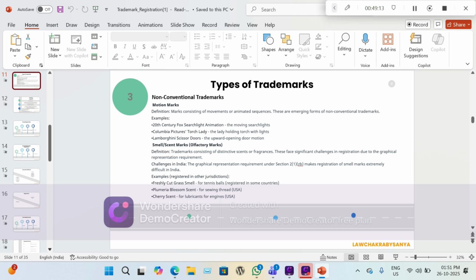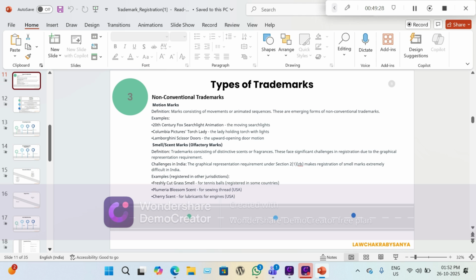Now Dr. Ashwini is saying that slides are not changed. If you see, I can see the change in the slide. You can see right below motion marks on the slide that is in front of you, there is smell or scent mark or olfactory marks.